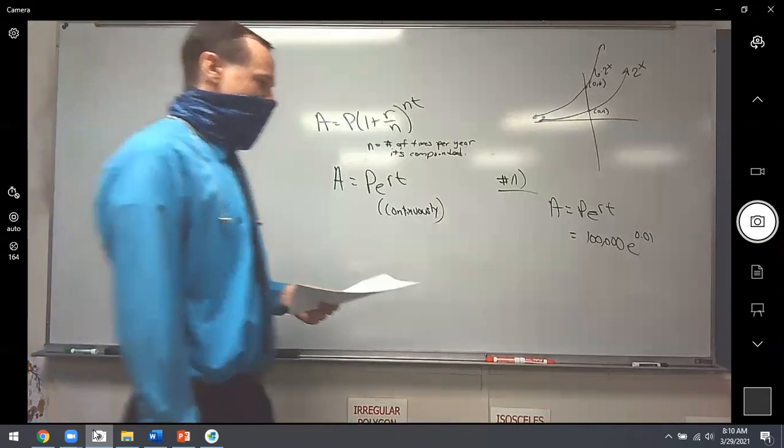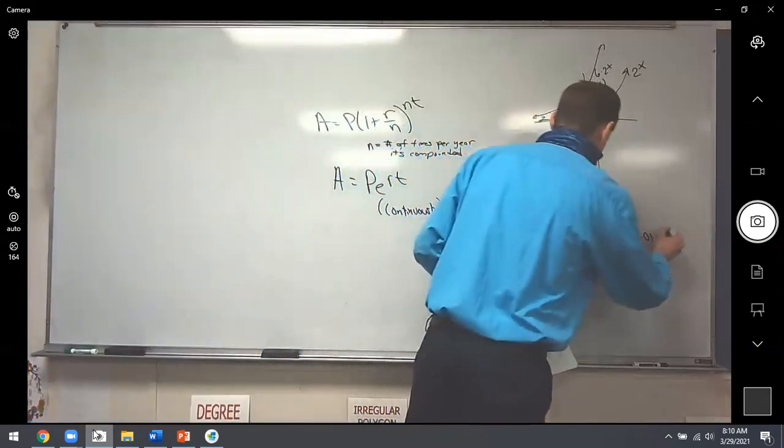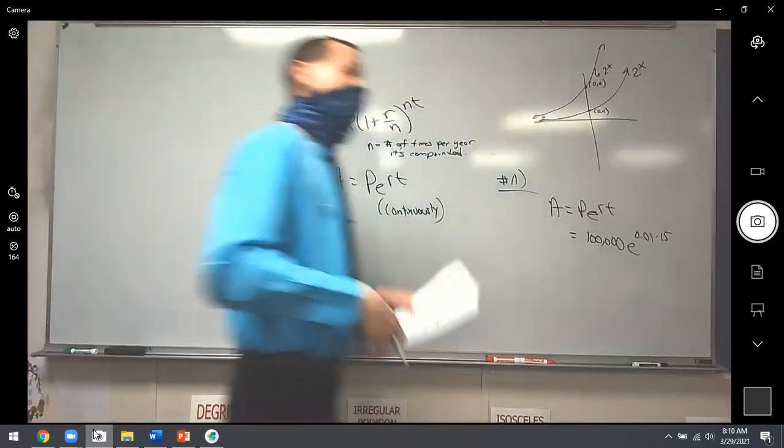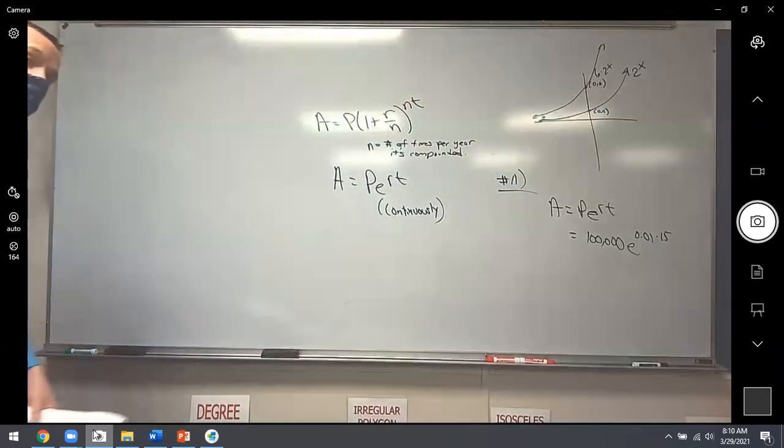And how much money do I have after 15 years? There's T, so T is 15. So as long as you can plug it into your calculator. Where is the E button, everybody? It's on the left. If you go down to where the natural log button is, LN, it's right above it in blue. No problems. Good job, guys.